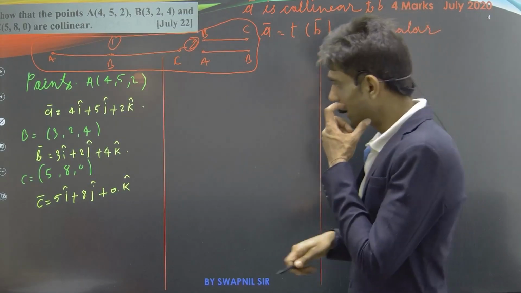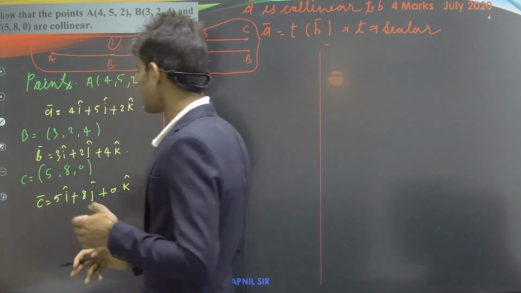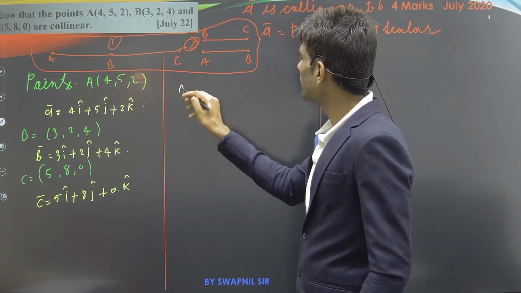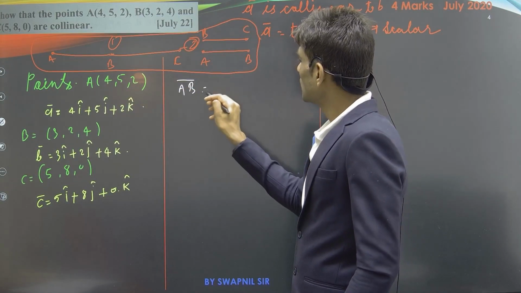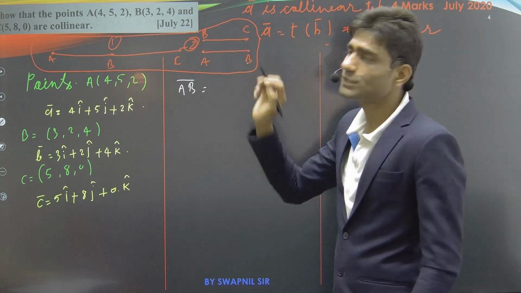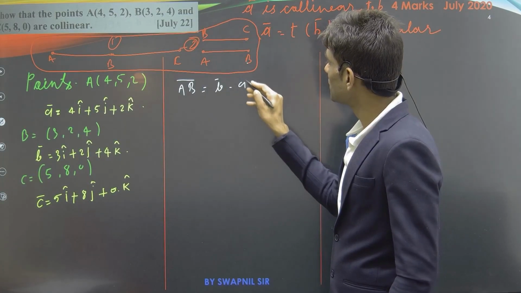Okay, so that one we have to prove here. Now let's move to the solution. I want the vector AB. Vector AB bar can be written as position vector B bar minus position vector A bar.